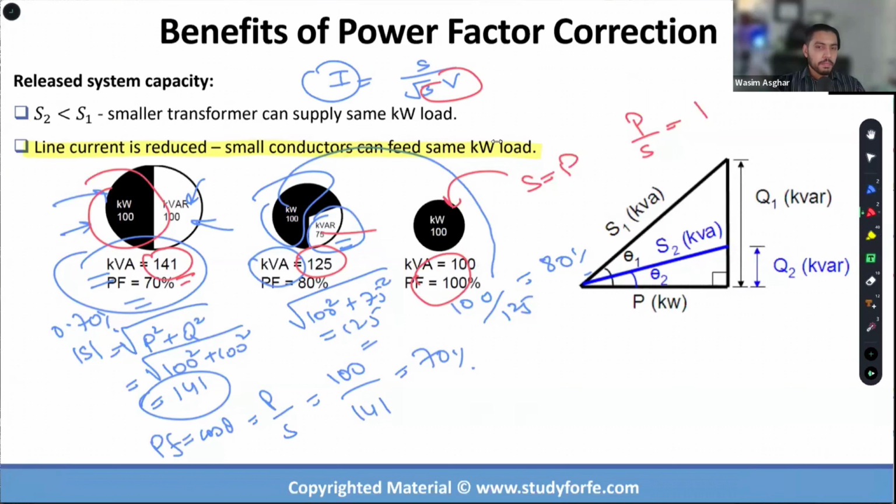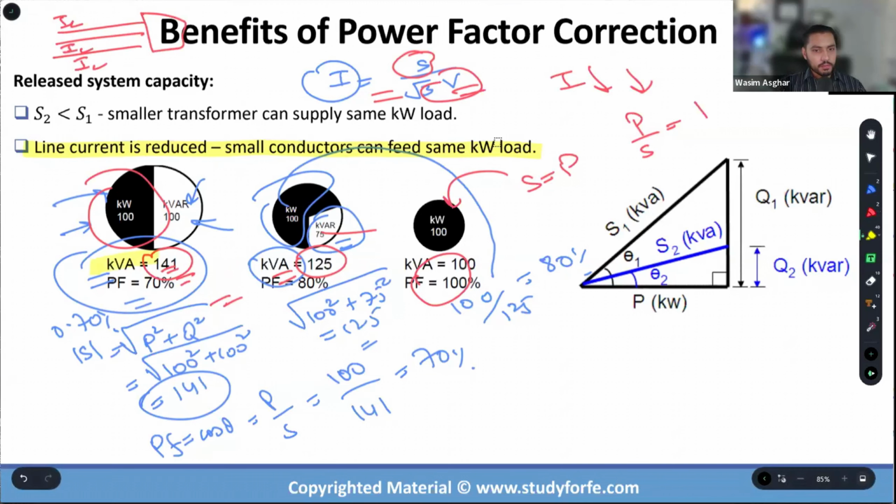So what does that mean? It basically means that this guy stays a constant. And what we are doing is that the only variable is S. So when the value of S goes from 141 to 125, the value of I is going to proportionally decrease, right? And this is the line current. Remember, this is the line current. This is basically, if you're looking at a three-phase circuit, and you have a load over here, this is the current that is flowing on every single line, right? So the value of I is proportionately decreasing with the decrease in the value of kVA.